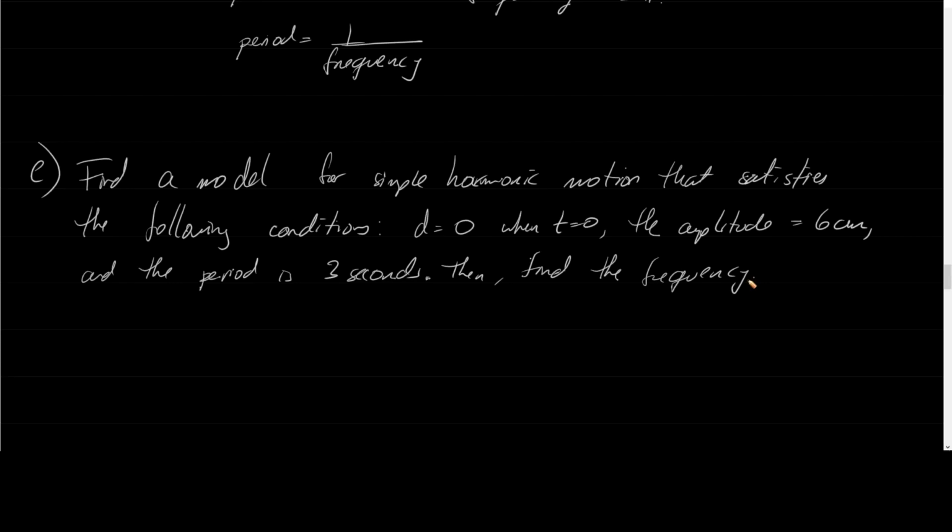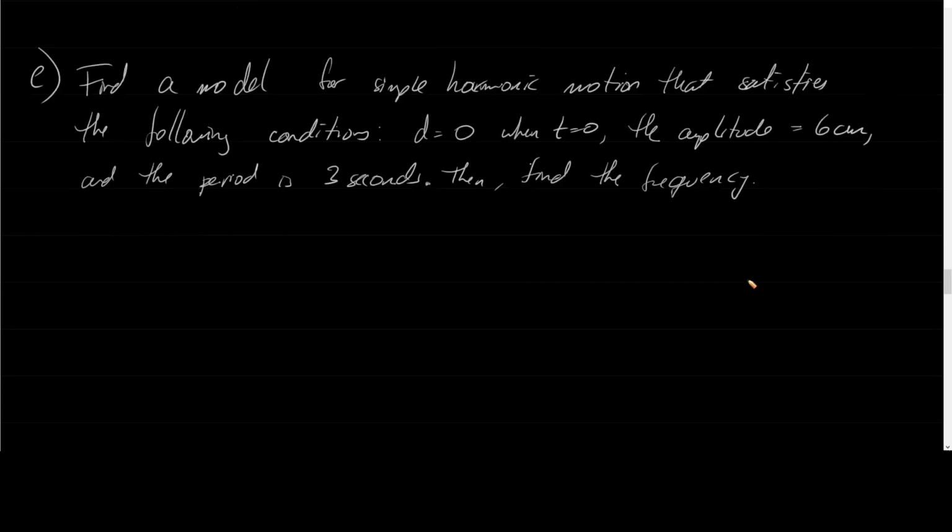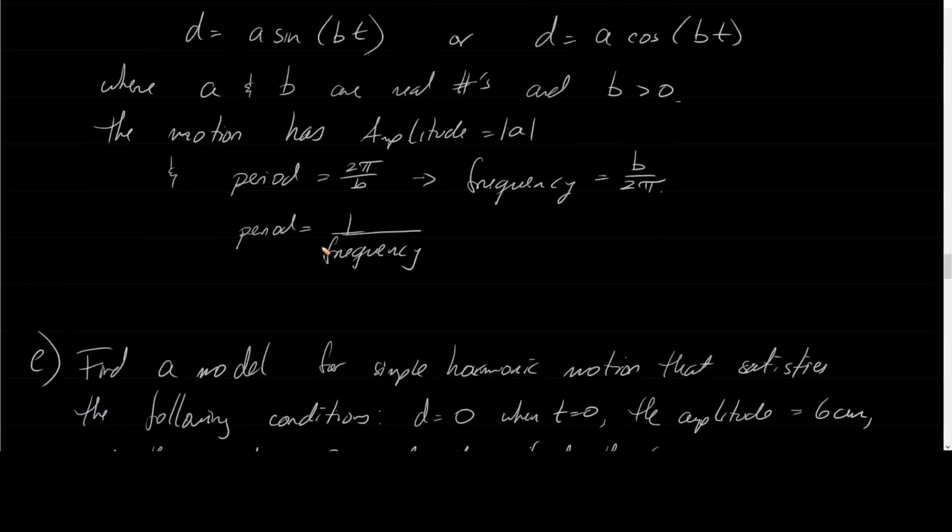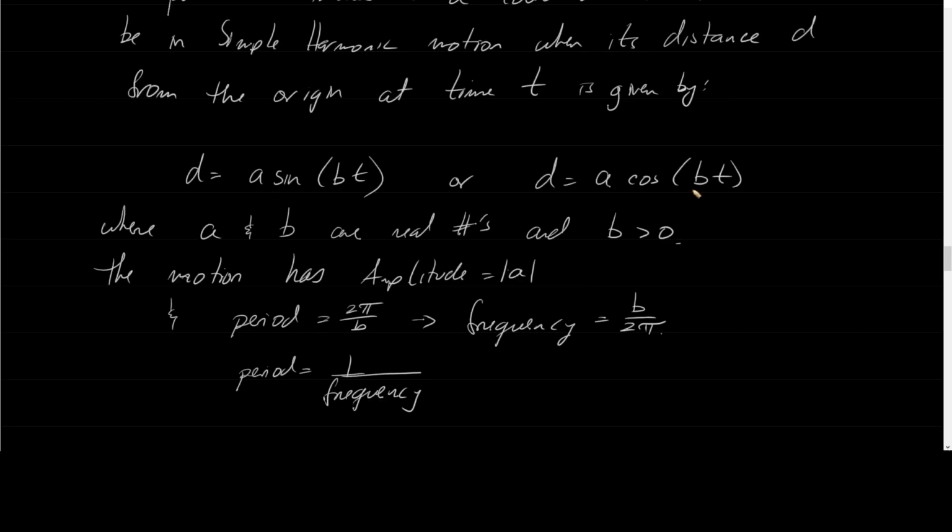Now, we're going to start by writing down all the information that we've got. We've got that the amplitude is 6. So that tells us the absolute value of A is equal to 6. Technically speaking, that tells us that A is either equal to positive 6 or negative 6. Either one of those two would be correct here. What else do we know? We know that the distance is 0 when time is 0. How is that helpful? Well, let's think about our two options. We're either working with sine or with cosine.